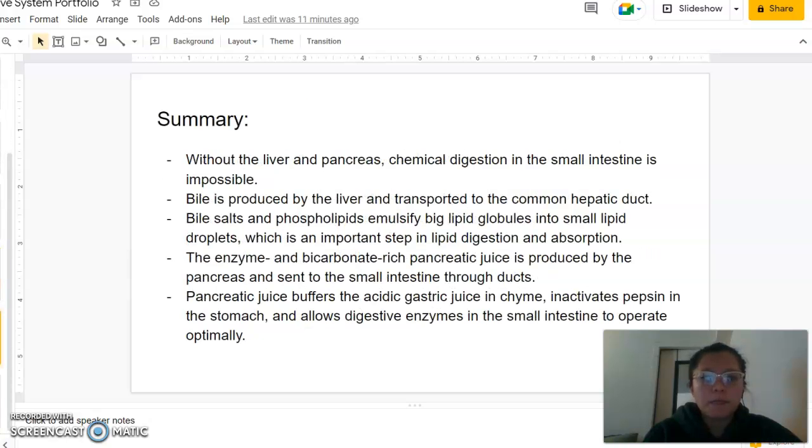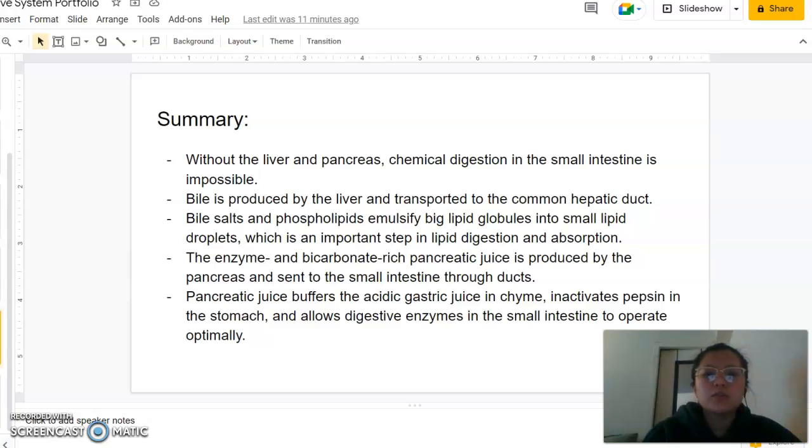Alright. So in summary, chemical digestion in the small intestine cannot occur without the help of the liver and pancreas. The liver produces bile and delivers it to the common hepatic duct. Bile contains bile salts and phospholipids, which emulsify large lipid globules into tiny lipid droplets, a necessary step in lipid digestion or fat digestion and absorption.